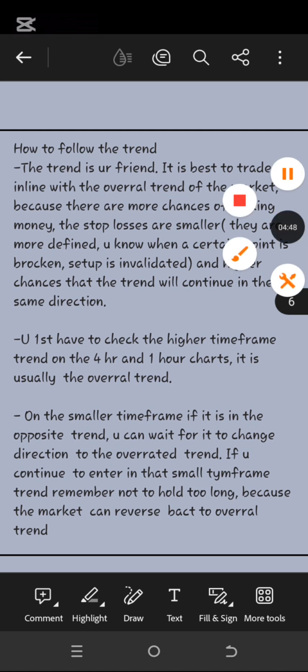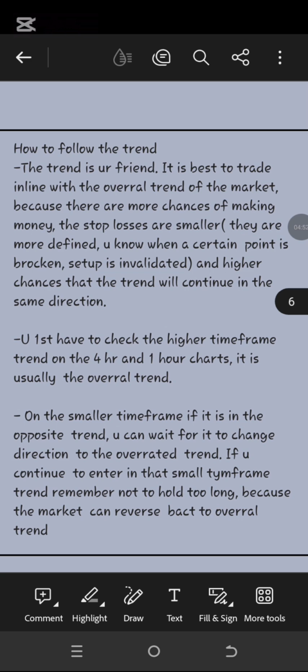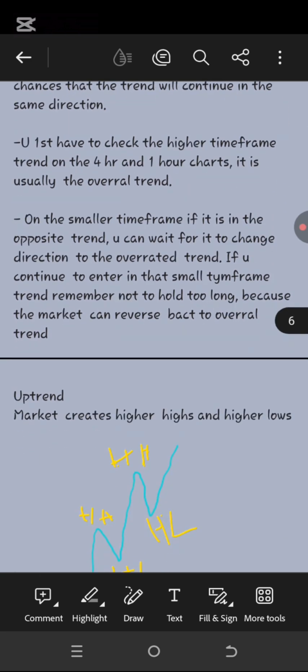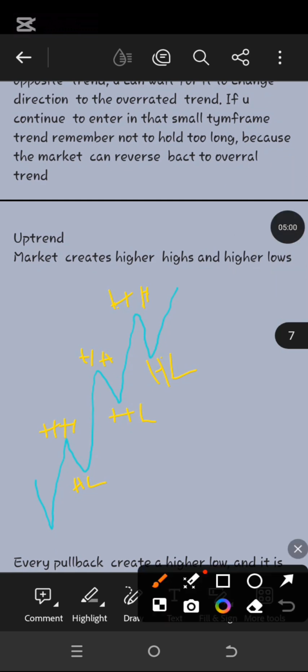So how do you follow the trend? We just have to look for our break in market structure. You go to your higher time frame and check what the overall trend is. You just have to look for the previous break in market structure. As you can see over here, in this case it's a bullish trend, so we're going up. It's a buy trend.